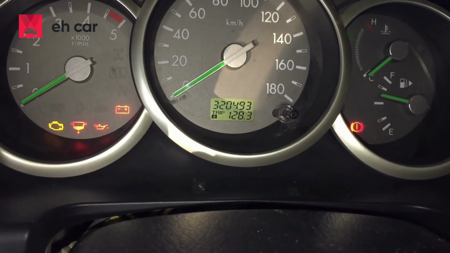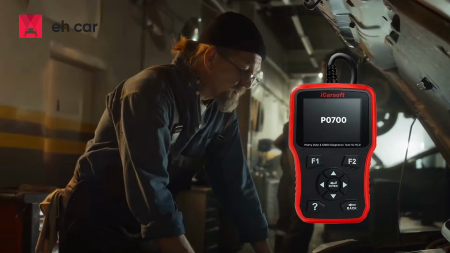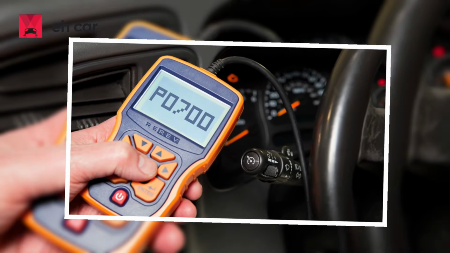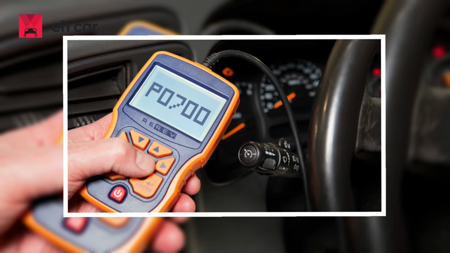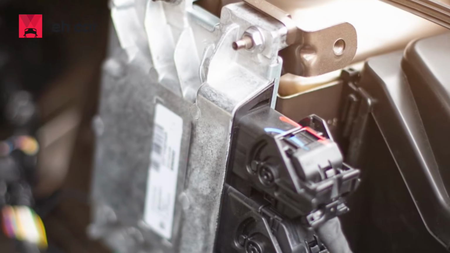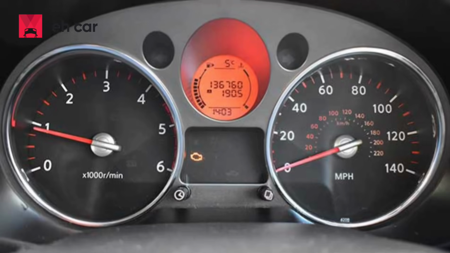Has your check engine light suddenly turned on, and your scan tool flashes the code P0700? If you've never dealt with transmission problems before, this code can sound intimidating, and with good reason. The P0700 code doesn't just signal one simple fault. It means your vehicle's transmission system has detected a problem serious enough to alert the engine computer.